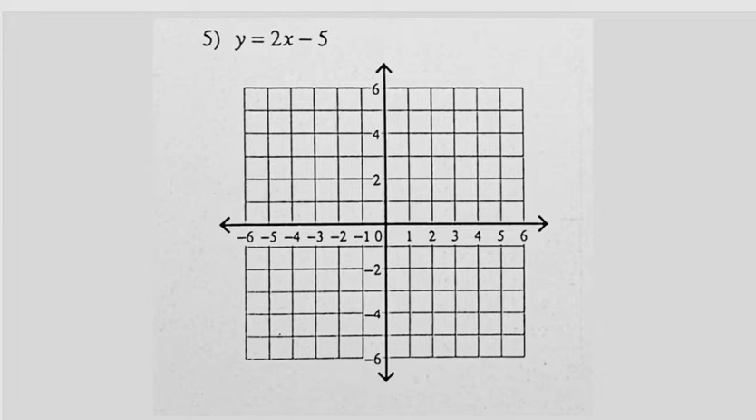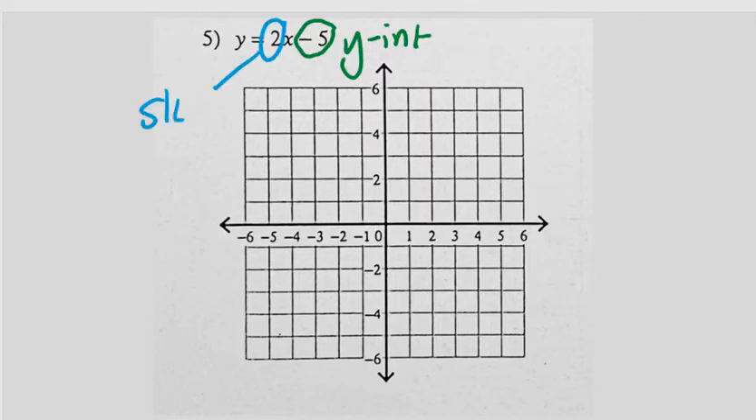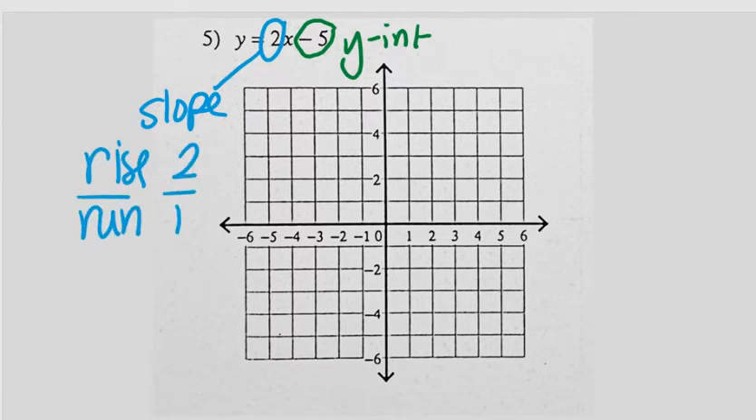Okay, number 5. Again, let's identify our y-intercept. It is -5. Remember, if we're subtracting, that makes our y-intercept negative. And our slope is 2. Now, if you have a whole number, your rise would be 2, your run would be 1. So I want you to mark each of these things on the problem.